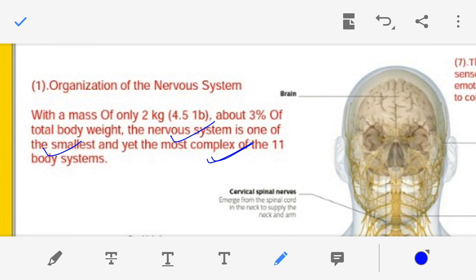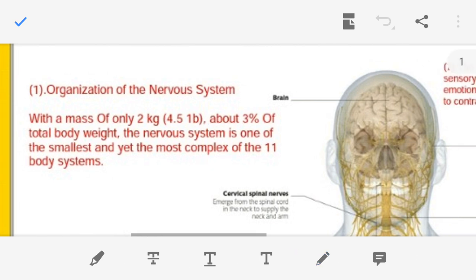All these things are happening in the nervous system. Sensory nerves are passing the nerve impulses to the CNS, then from the CNS the motor nerves are carrying the information to the effector organ. All this process is carried out by the nervous system, and that's why the nervous system is the most complex system of our body. So with this we have completed the first point of our discussion.